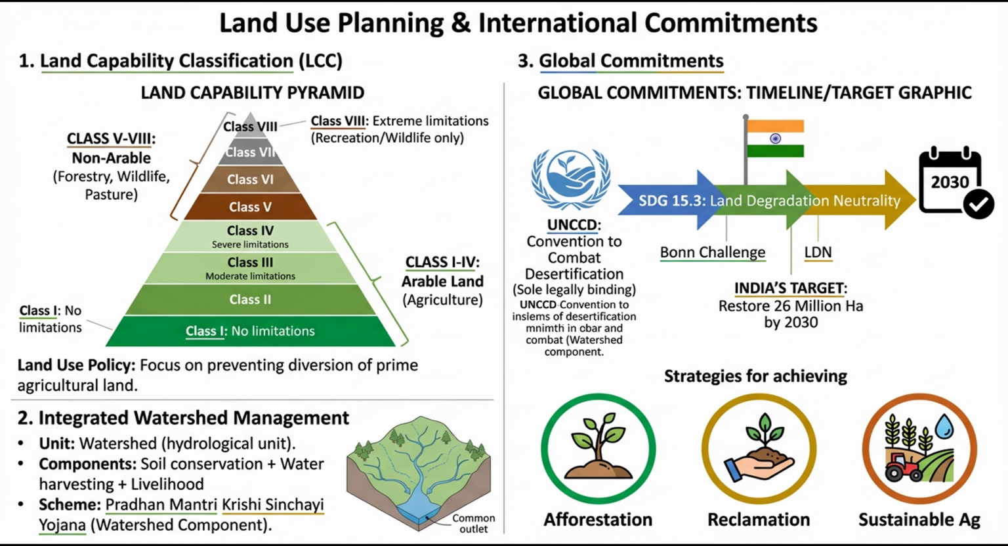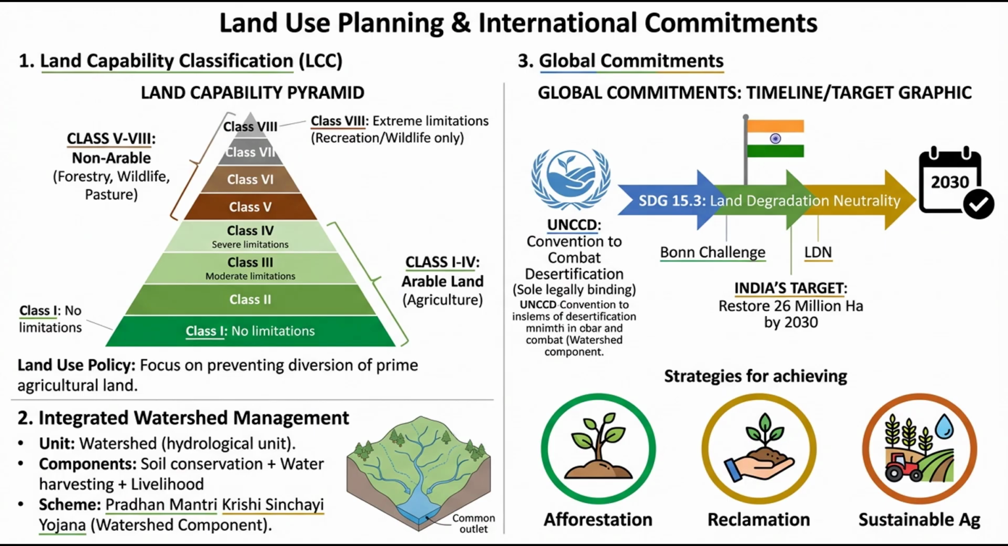Not every piece of land is designed for agriculture, and forcing it to be so leads to disaster. The Land Capability Classification, or LCC, pyramid illustrates this hierarchy perfectly. The pyramid ranks land from Class 1 to Class 8. Class 1 land at the base is flat, fertile, and has no limitations, ideal for intensive agriculture. As we move up the pyramid to Class 4, limitations like slope and erosion risk increase.